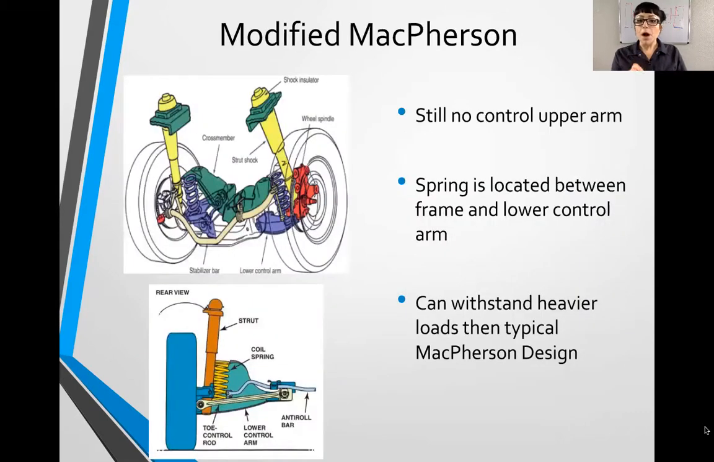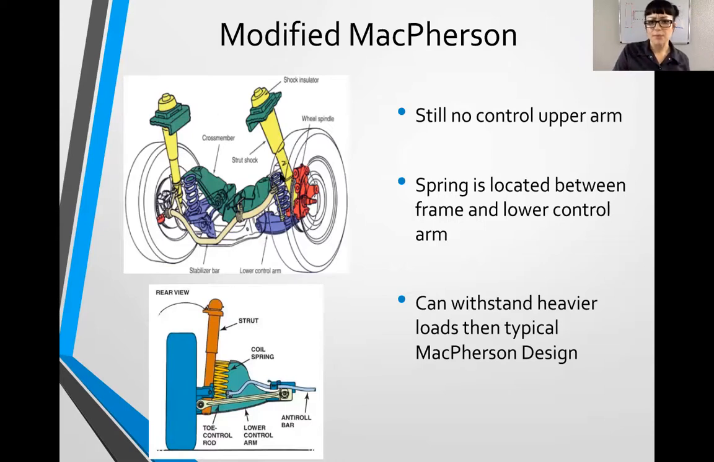There is such a thing as a modified McPherson. This is not very common. Ford liked to use this on the Mustang. It still has no upper control arm. It is a McPherson, but move me here. I've got a strut, but the strut looks a little bit different. It has no spring on it. Doesn't mean it's not a strut. A strut simply means that it is structural.